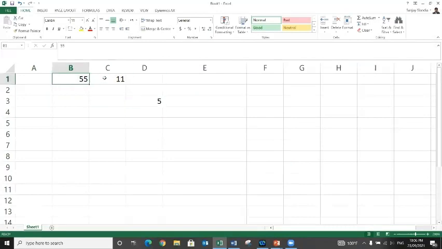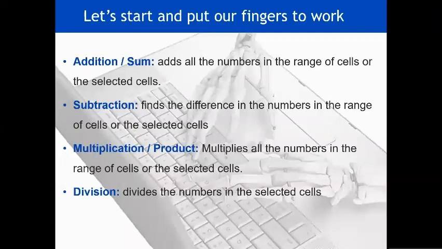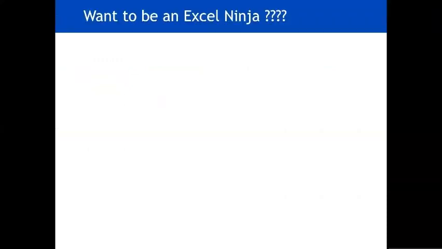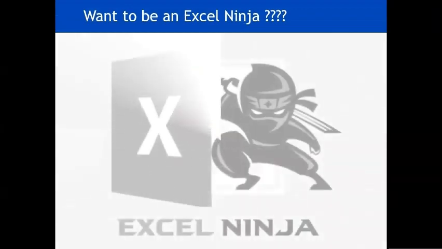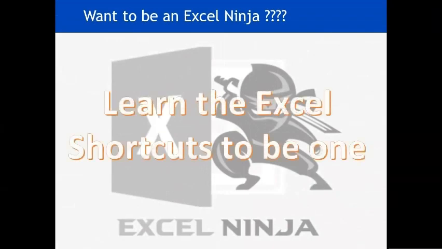If I change the numbers here, for example, 108, my result has changed. If I change this number, say for 12, my result is again changed. So that's pretty much about the basic functions of Excel. That's not over yet. You want to be an Excel ninja? Okay, the trick is very simple. Just learn the Excel shortcuts to be one.